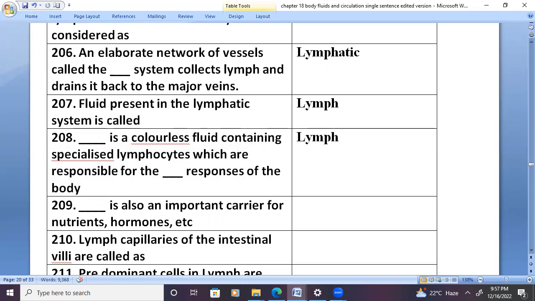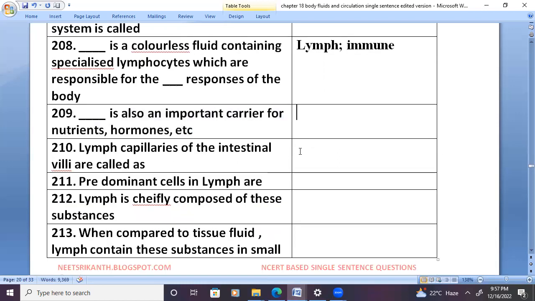It contains specialized lymphocytes, which are responsible for the immune responses of the body. Lymph is also an important carrier for nutrients and hormones. Lymph capillaries of intestinal villi are called lacteals. The predominant cells in lymph are lymphocytes, which have immune property.